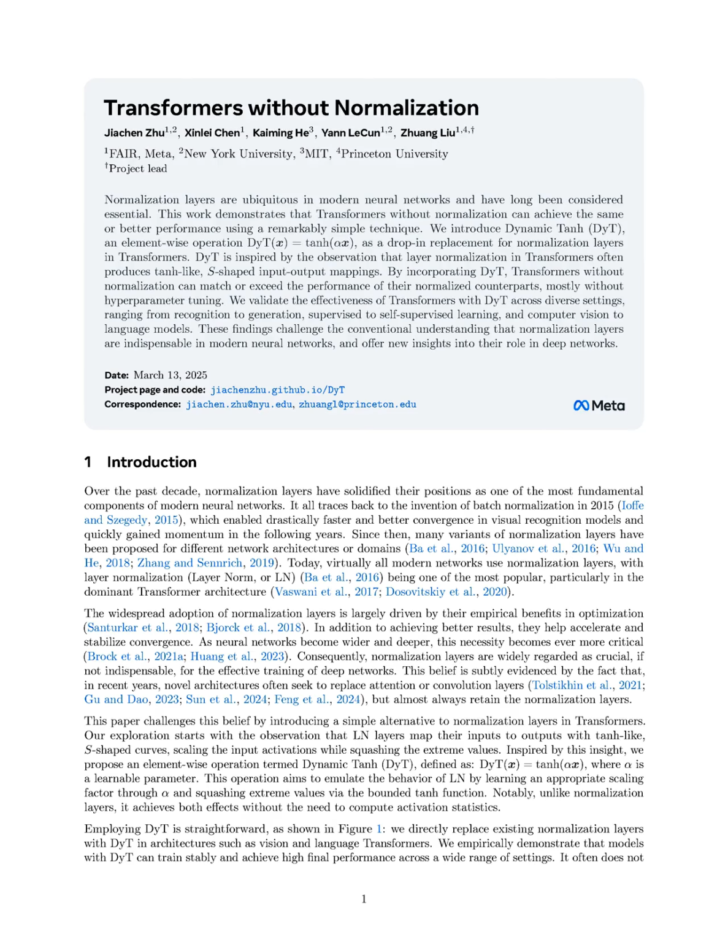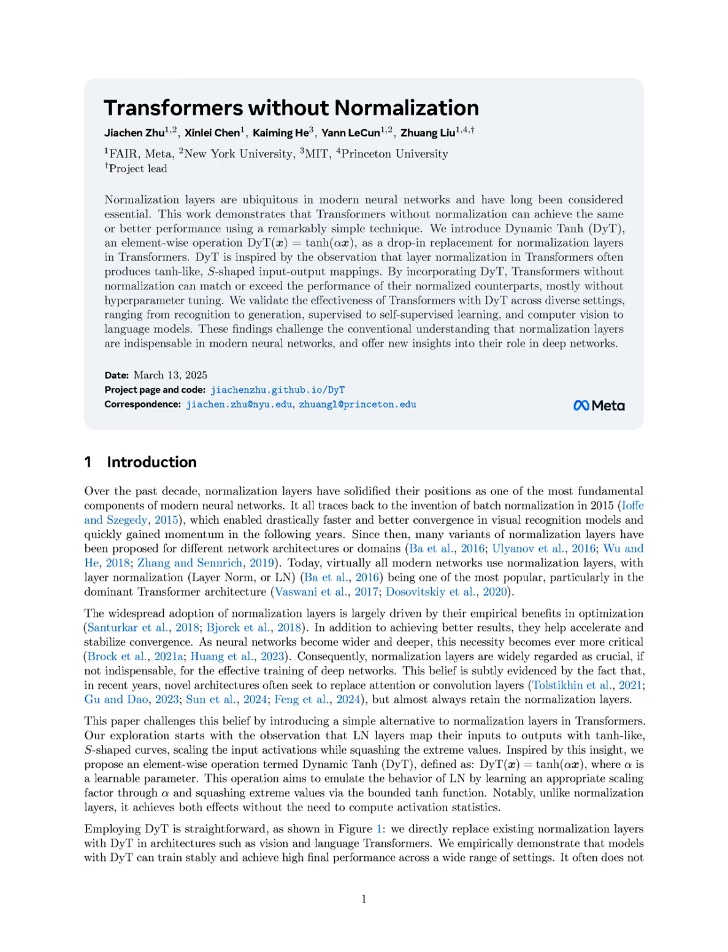The proposed dynamic tanh (DyT) method aims to address the reliance on normalization layers, specifically layer normalization (LN), within transformer architectures. The paper highlights that LN layers, while effective, require the computation of activation statistics, which can be cumbersome and may not be necessary for stable training. DyT emulates the behavior of LN by using a learnable scaling factor, alpha, and the bounded tanh function to squash extreme values without needing to compute these statistics.